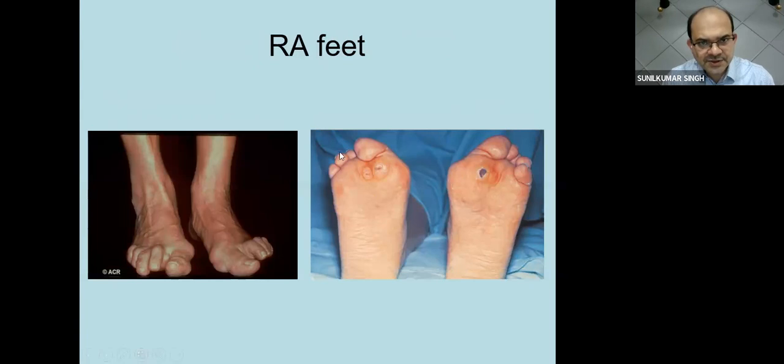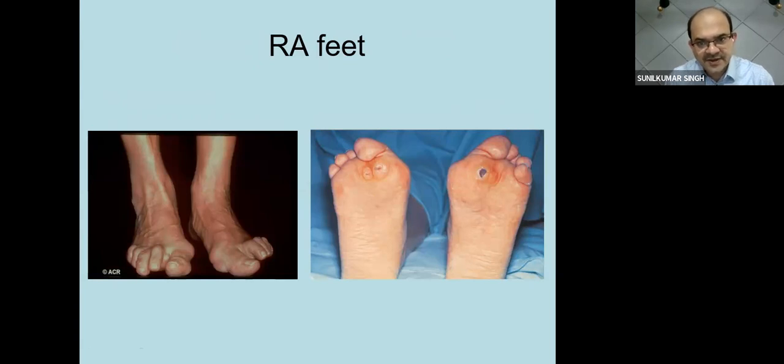And these are some of the changes that happen at the feet, very important, often missed. So while we focus so much on the hand joint, remember, rheumatoid arthritis also quite dominantly affects the foot and is actually a very important cause of disability for the patients.